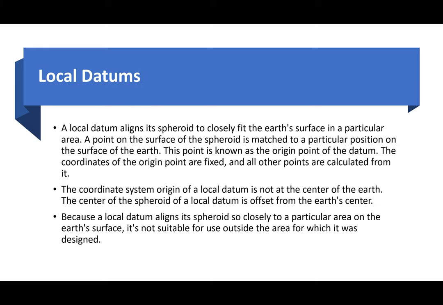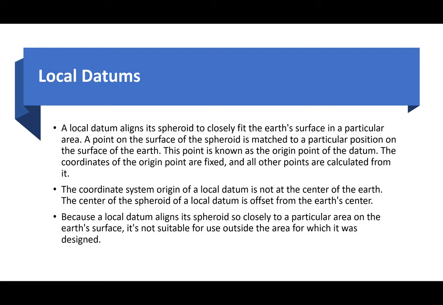Local datums align their spheroid to closely fit the Earth's surface in a particular area. So a point on the surface of the spheroid is matched to a particular position on the surface of the Earth. This point is known as the origin point of the datum. The coordinates of the origin point are fixed and all other points are calculated from it. So again, having that consistent geographic framework.